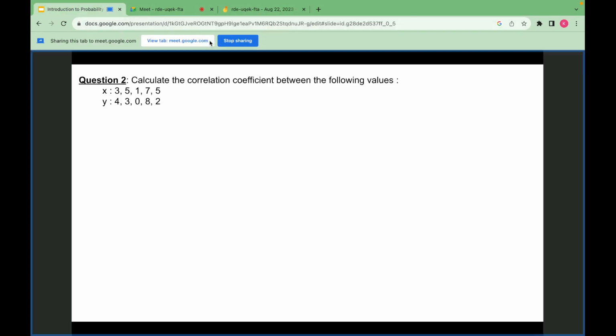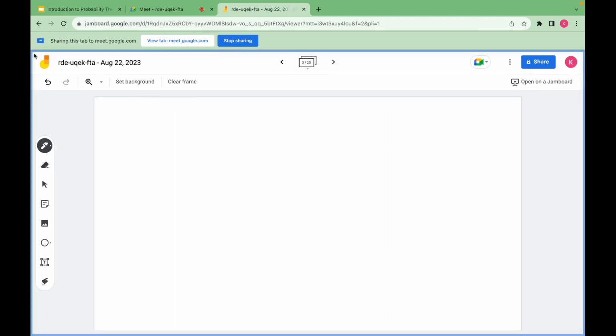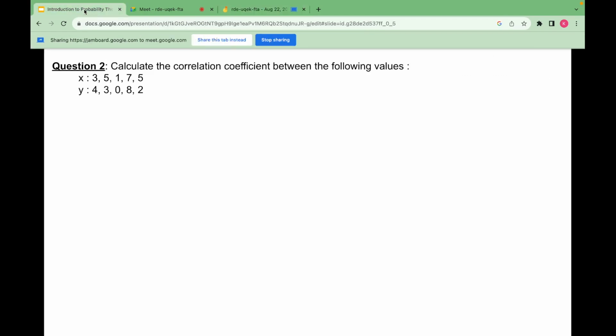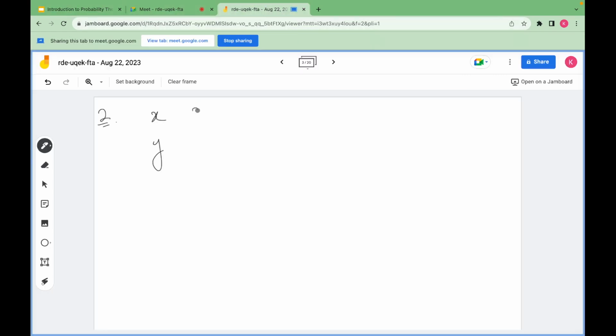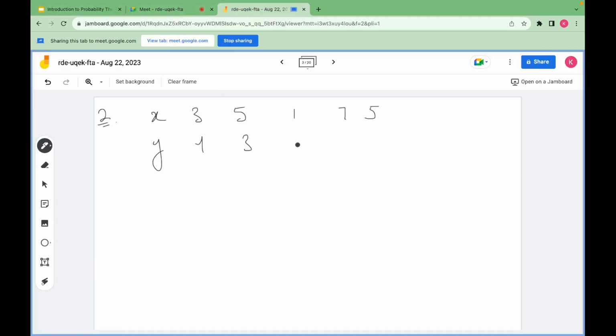Moving to the next question. Given this data, we need to find the correlation coefficient between the following data. We're given some values of x and y, and we need to find the correlation coefficient between these two.